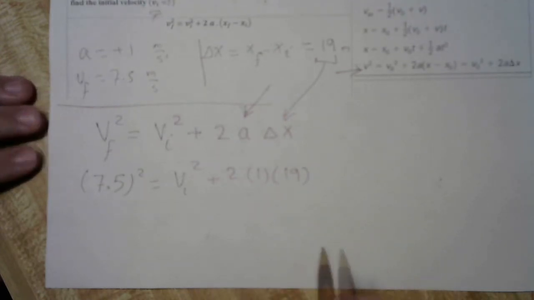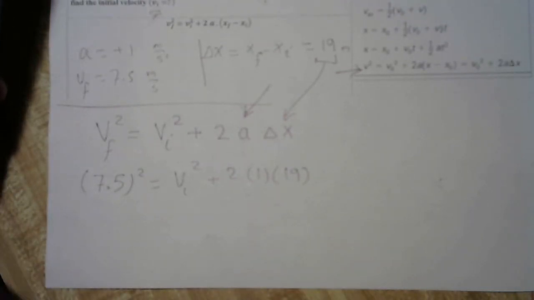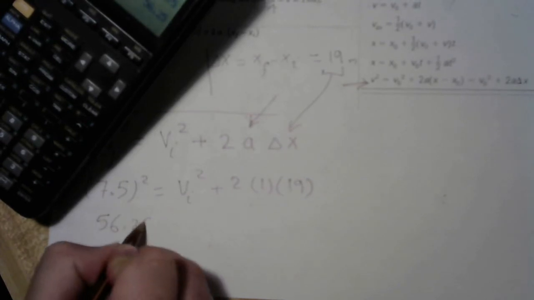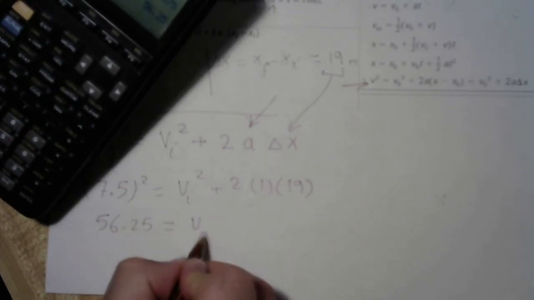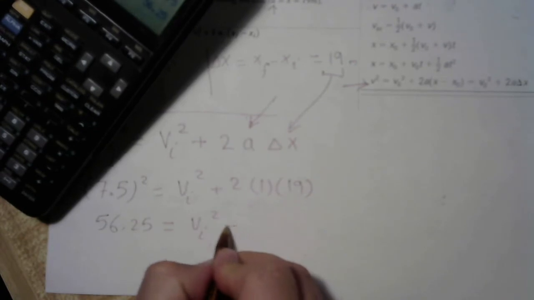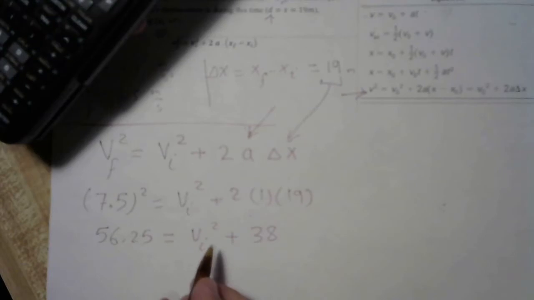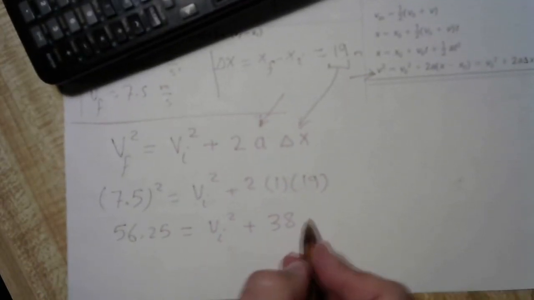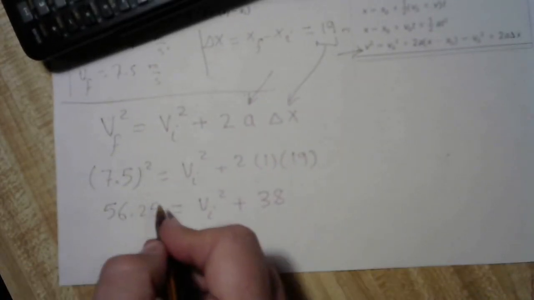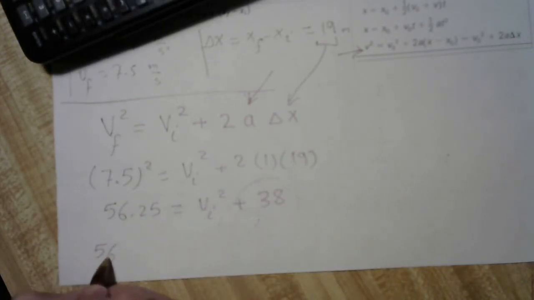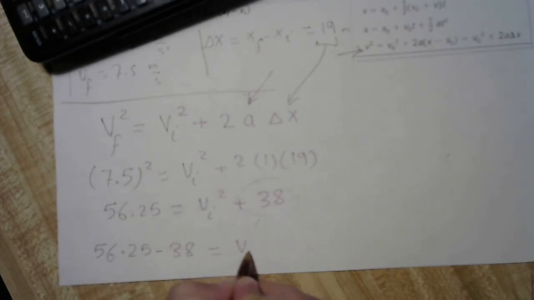Okay, this value, 7.5 squared, is equal to 56.25, which is equal to v initial squared plus 2 multiplied by 19, which is 38. Okay, I need v initial. I can add and subtract 38 from both sides, or I can move this value to here. It will be 56.25 minus 38 is equal to v initial squared.